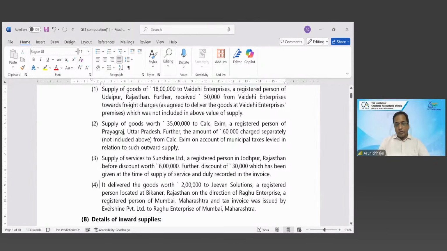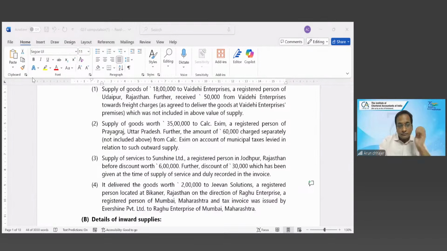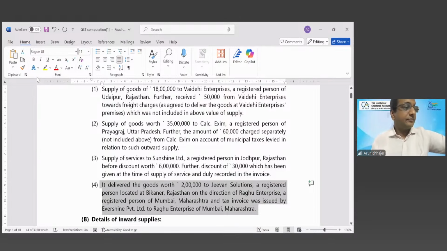It delivers the goods worth rupees 2 lakh to Jivan Solution, the registered person at Bikaner, which is in Rajasthan, on the direction of Raghu Enterprises, the registered person of Mumbai, Maharashtra, and the tax invoice was issued to Raghu Mumbai. Tell me, what will be the GST? What will be the place of supply? इस ट्रांजेक्शन में प्लेस ऑफ सप्लाई क्या होगा? What would be the place of the supply in this transaction?